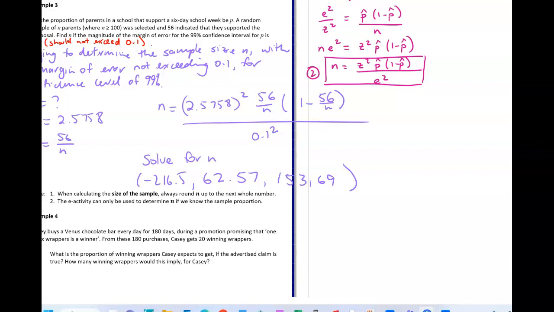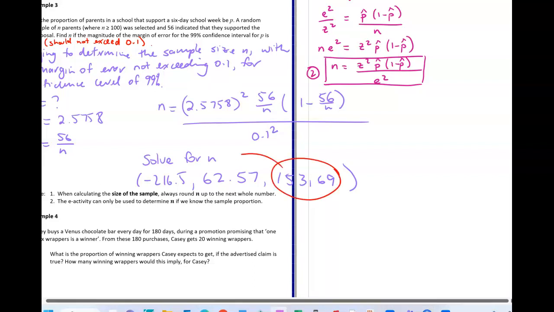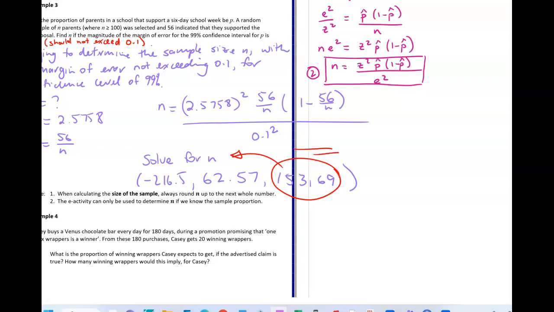So that's our n value, but I need to talk about that n value. We don't say 153.69, we actually say 154. I want you to think about, your homework is to think about why we say 154, not 153. And even if that was 153.1, we would still say 154. So homework, and think about why. And we'll come back and finish that off tomorrow.